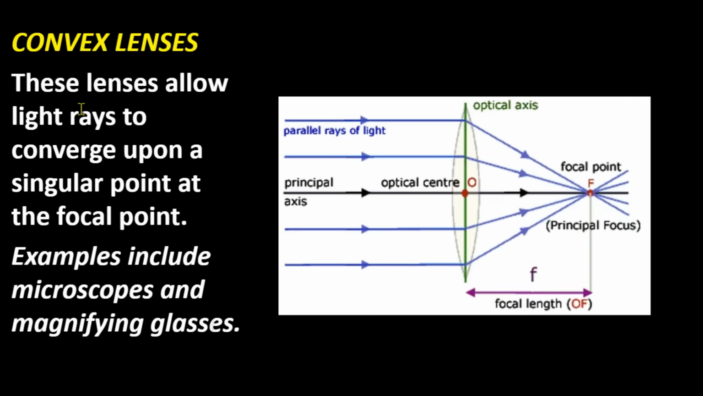Convex lenses allow light rays to converge upon a singular point at the focal point. Here we can see the different parts of the ray diagram. We have the principal axis, which passes through the optical center of the converging lens, or the convex lens. All these light rays that pass through the convex lens are going to converge upon one point. This point is called F, or the focal point, or the principal focus. The distance between the focal point and the optical center of the lens is called the focal length. Examples of convex lenses include microscopes and magnifying glasses.